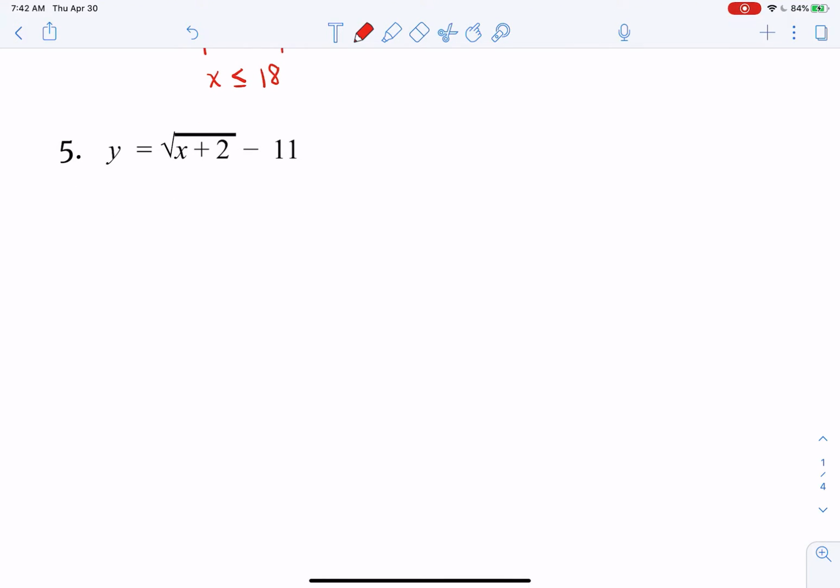Let's look at this one. Again, don't be distracted by stuff like this. We're only concerned with what's underneath the radical, x plus 2. And we know that that number has to be greater than or equal to 0. This one's easy. We just subtract 2 from each side and we get x is greater than or equal to negative 2. That means negative 2 is the smallest it could be, so that's the left limit, and then the right limit would be infinity.